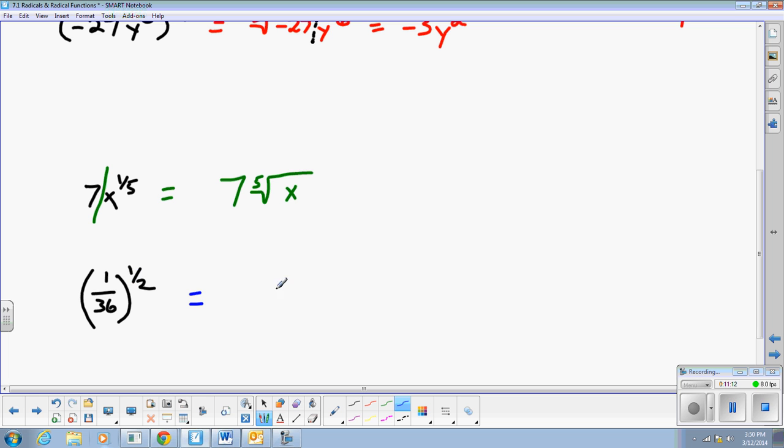1/36 to the 1/2 power. That means I need to take the square root of 1/36. The square root of 1/36. Well, we're getting a little ahead of ourselves here, but just to show you, when I do this, notice 1 and 36 are both perfect squares. Actually, what a calculator will do is say, what's the square root of 1? 1. What's the square root of 36? 6. So the square root of 1/36 is 1/6.